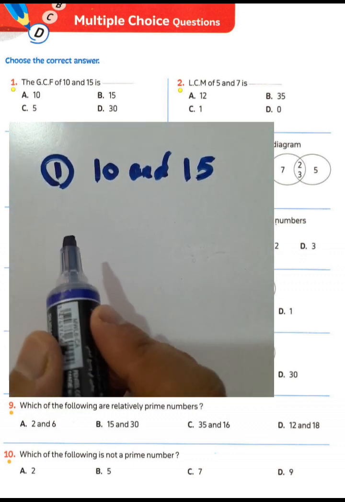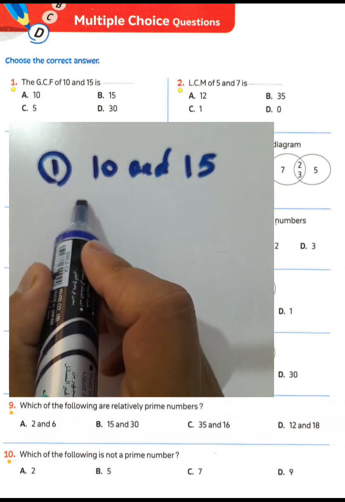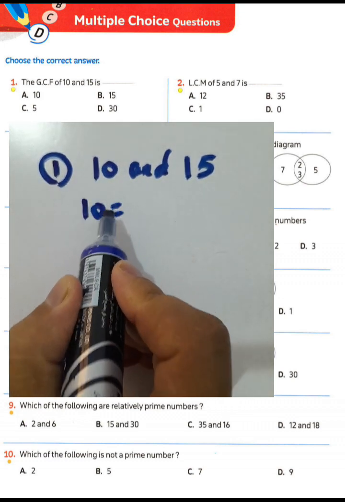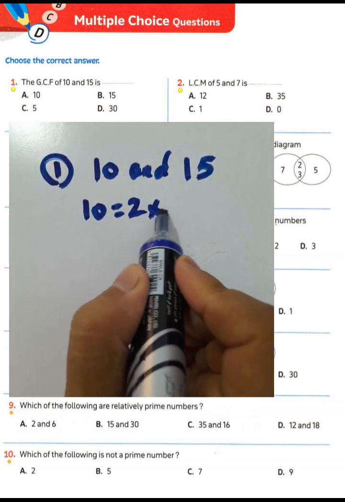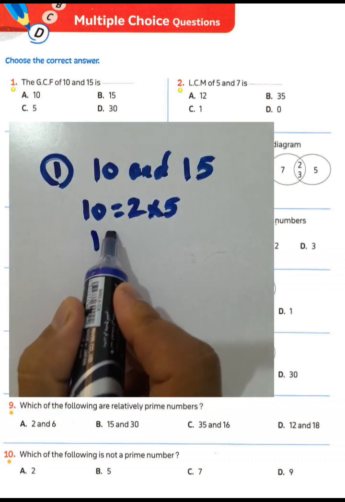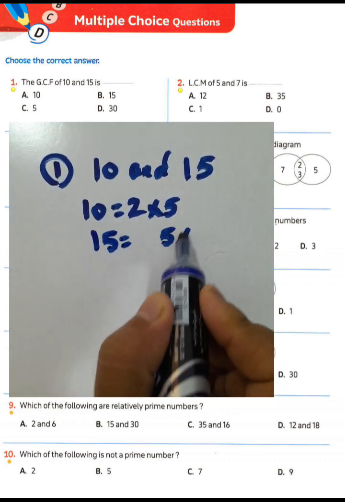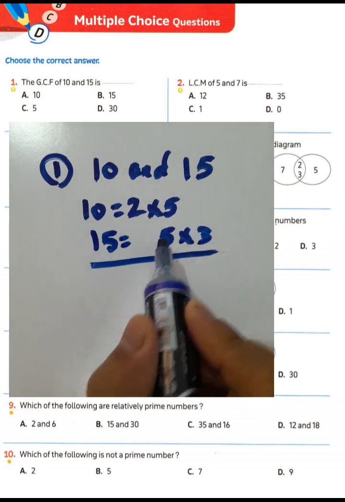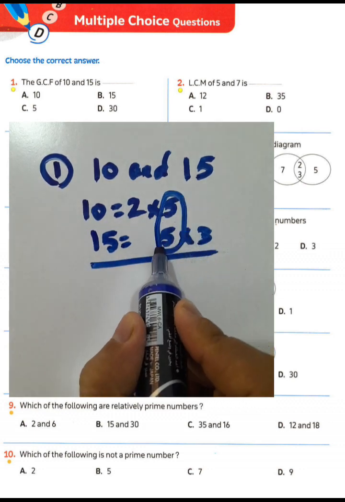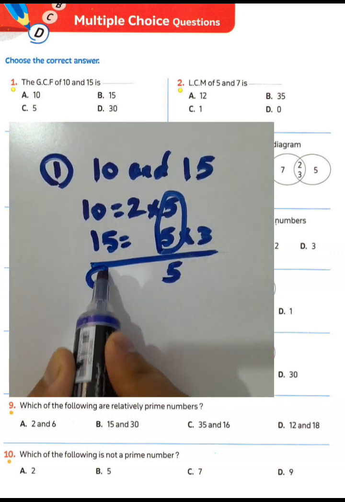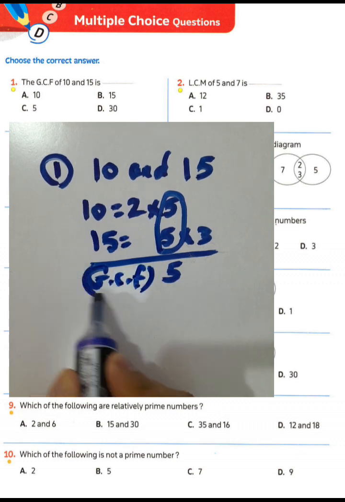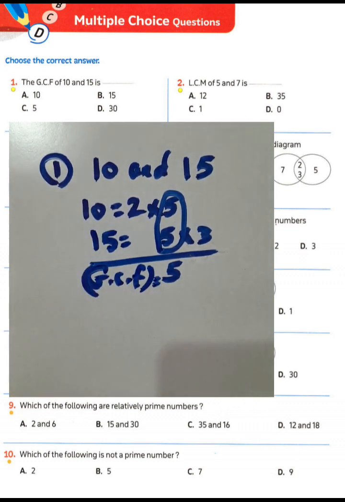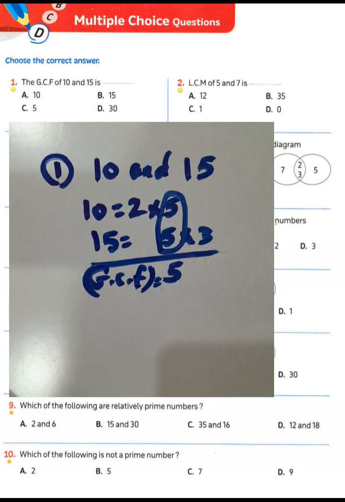We can find the greatest common factor between them by factorizing. We know 10 equals 2 times 5 and 15 equals 5 multiplication by 3. Then the greatest common factor between them will be 5. The greatest common factor between the two numbers here will be equal to 5.